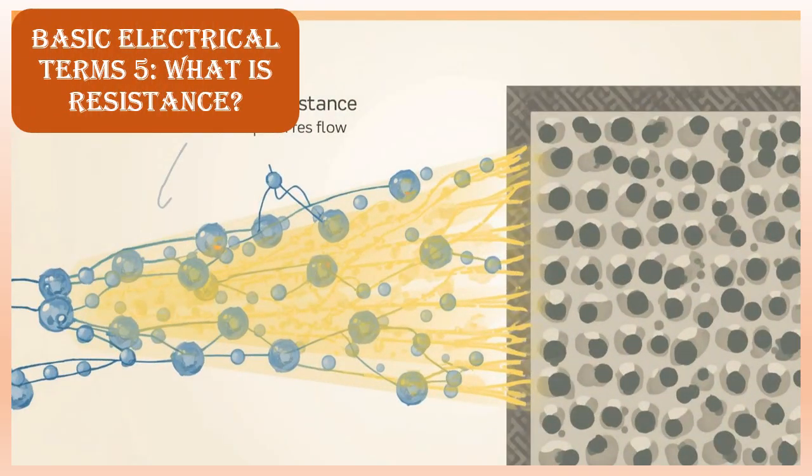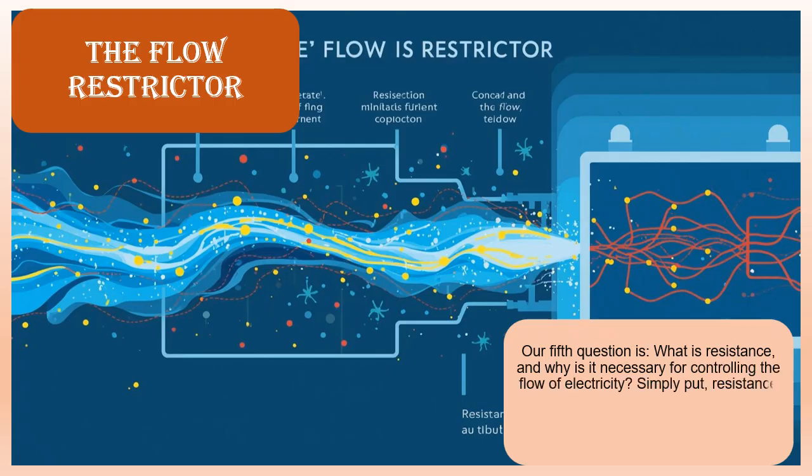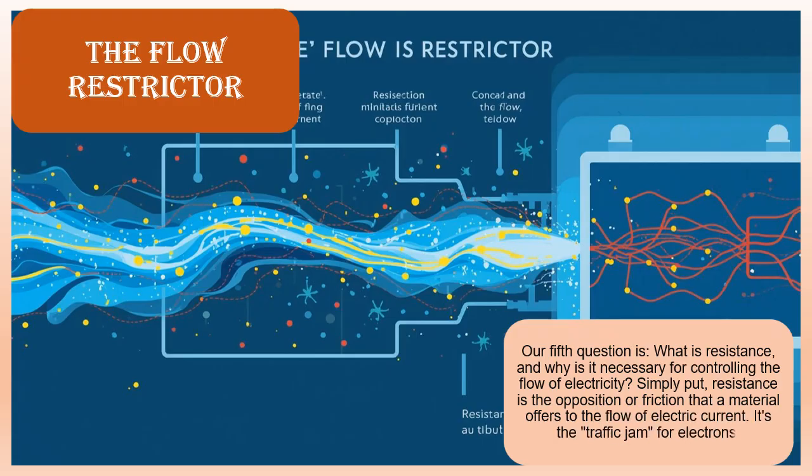Basic electrical terms 5. What is resistance? The flow restrictor. Our fifth question is, what is resistance, and why is it necessary for controlling the flow of electricity? Simply put, resistance is the opposition or friction that a material offers to the flow of electric current. It's the traffic jam for electrons, measured in ohms.